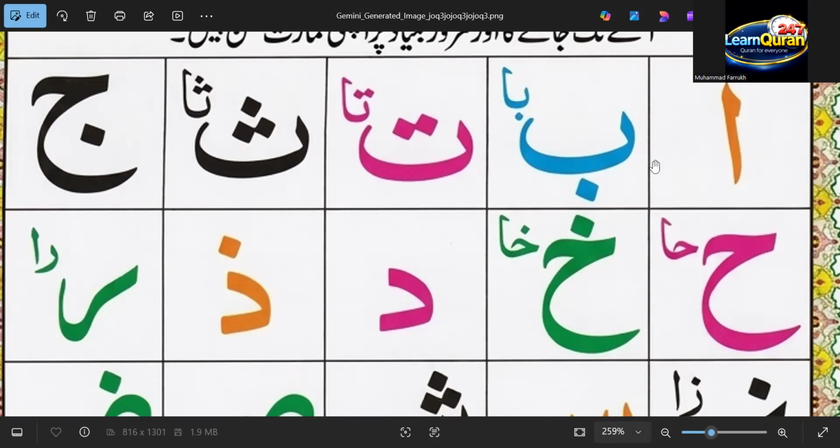We're going to start our first lesson, alphabets. First letter we have is Alif. Next is Ba. Ba has a dot underneath. And the next letter we have is Ta. Ta has two dots up. Ta, Ba. And that is Ta. Okay, the next letter we have is Tha.